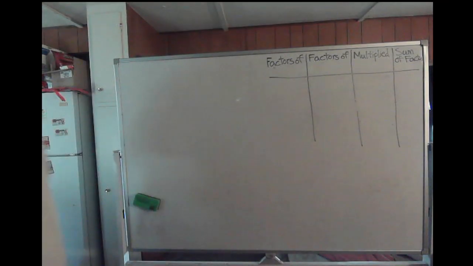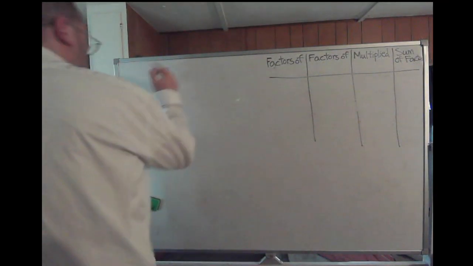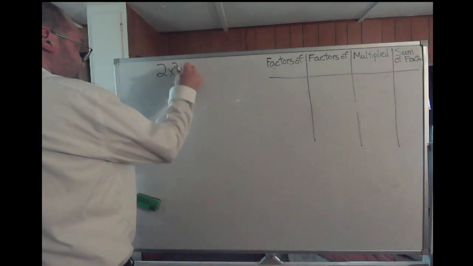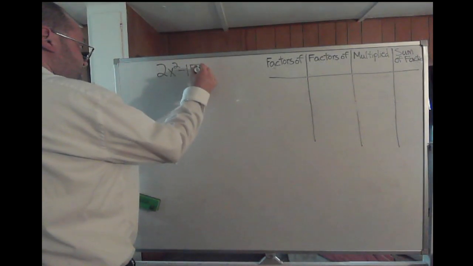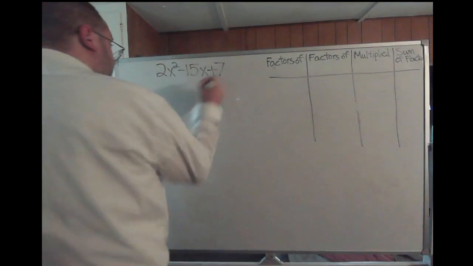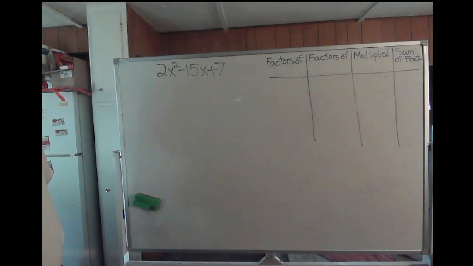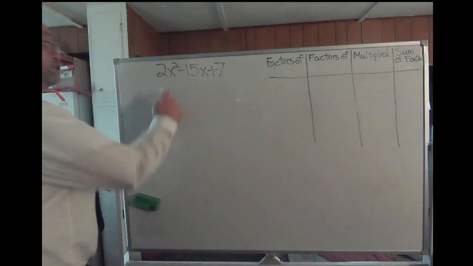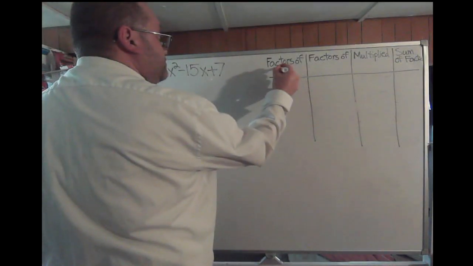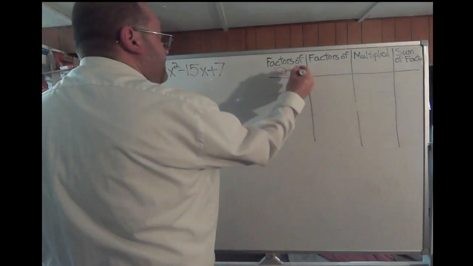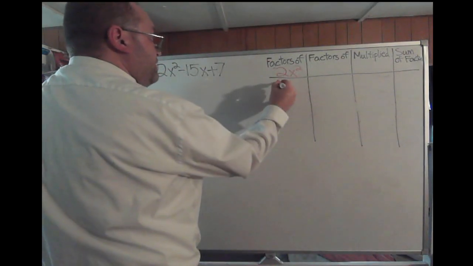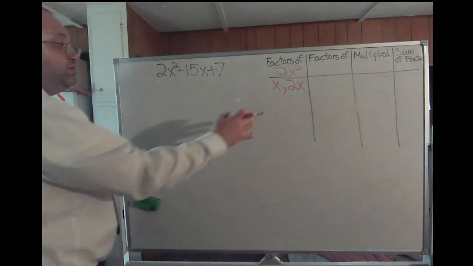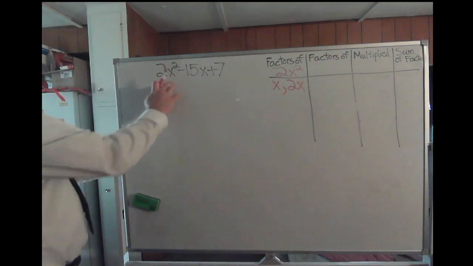What's the next one? We have 2x squared minus 15x plus 7. So we got 2x squared minus 15x plus 7. First, we need to find factors of 2x squared, which would be x and then 2x. That checks out because if you multiply x times 2x, you get 2x squared.